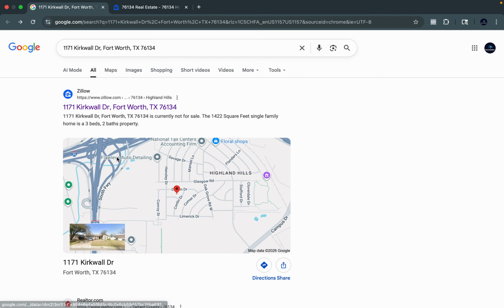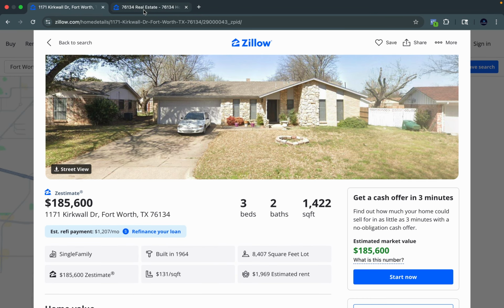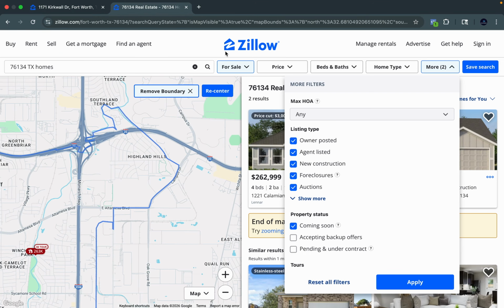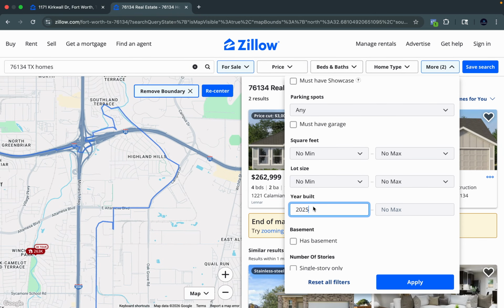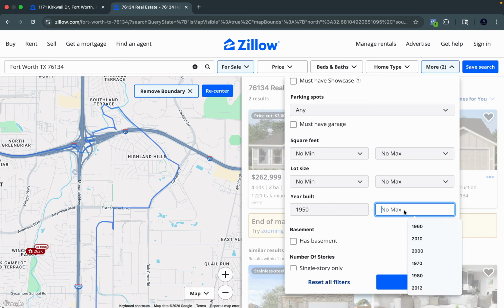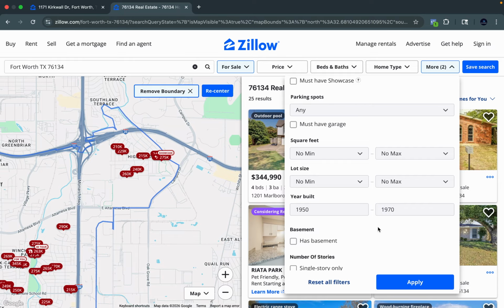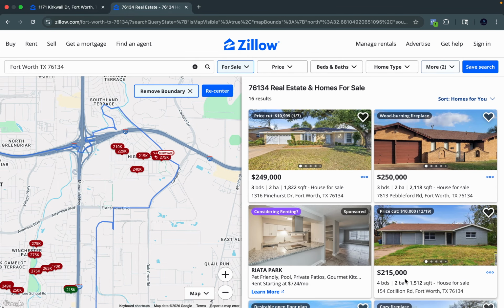So the next thing you want to do is figure out the subject property's square foot, beds, bath, and the year it's built, right? In this case, it's built in 1964. So we're gonna scroll down, and we'll put 1950, right? And then in this case, we'll put 1970. It doesn't exactly have to be the same year as when the home was built, but you want to stay relatively as close as you can to that year.